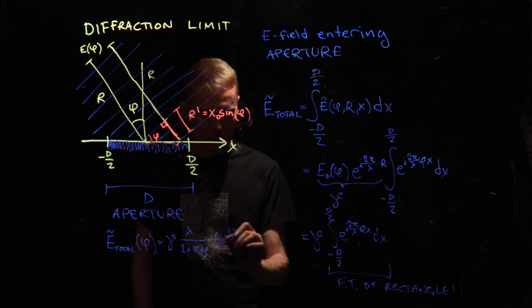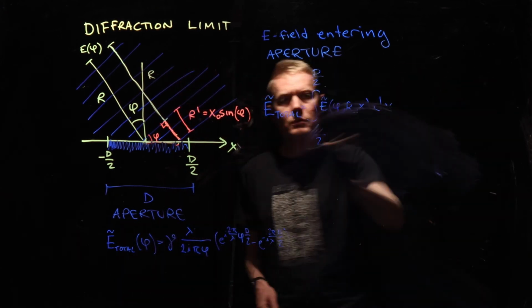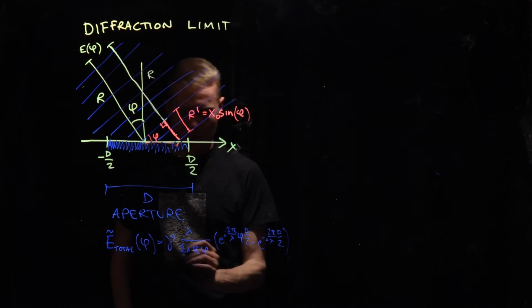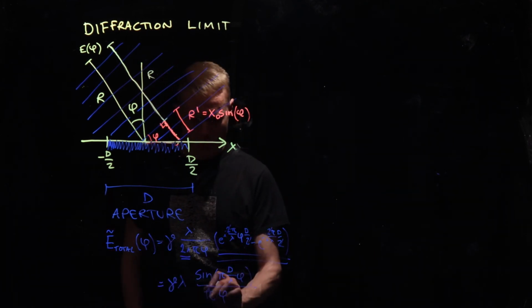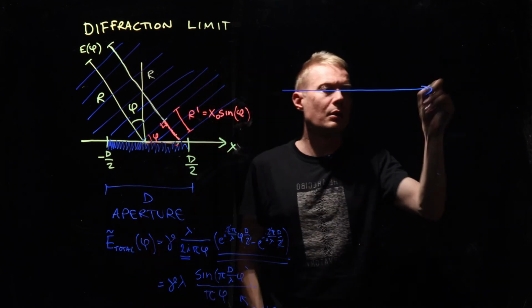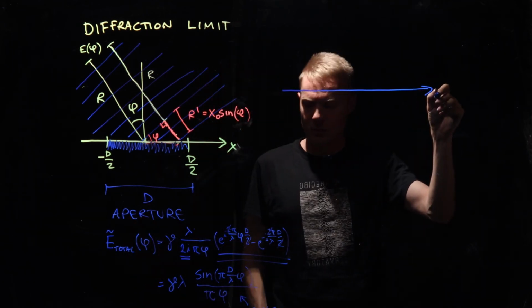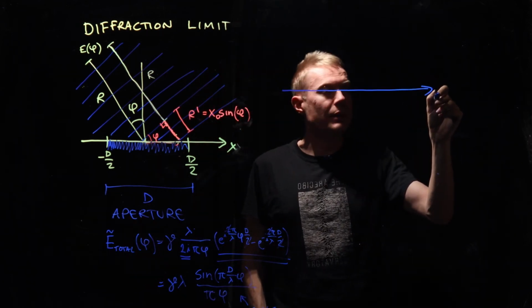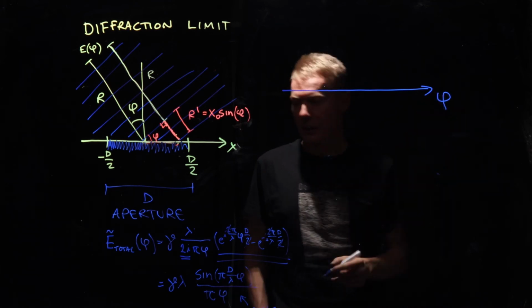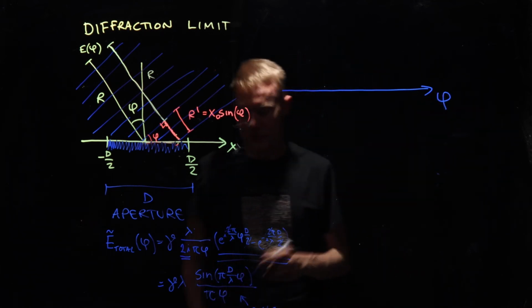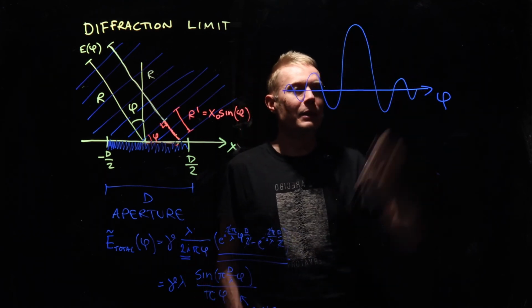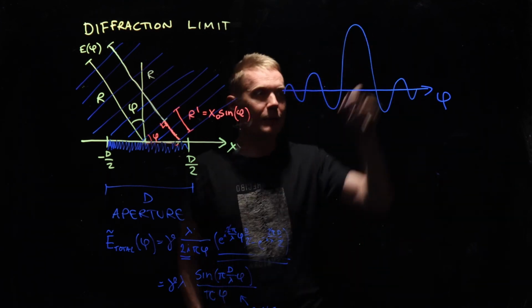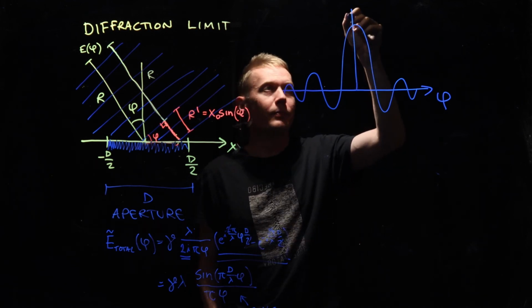Using basic signal processing techniques, we know how to evaluate this integral and obtain a sinc function. So what does this equation tell us? It tells us what is the integrated electric field across the whole aperture from direction phi. We're just going to ignore the constant gamma because that's just the intensity of the light originating from direction phi.